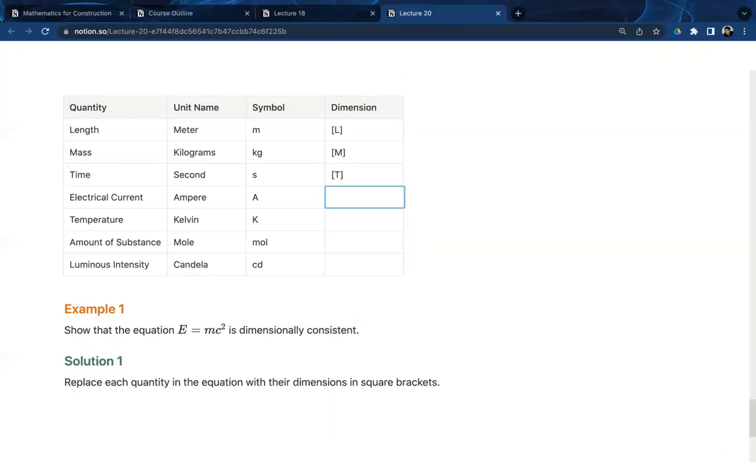The other quantities have different dimensions, like temperature is theta. We tend to use theta, mole, and candela. We're not too interested in these for now, so we'll come back to that just now. So replace each quantity in the equation with its dimensions, using the square brackets.